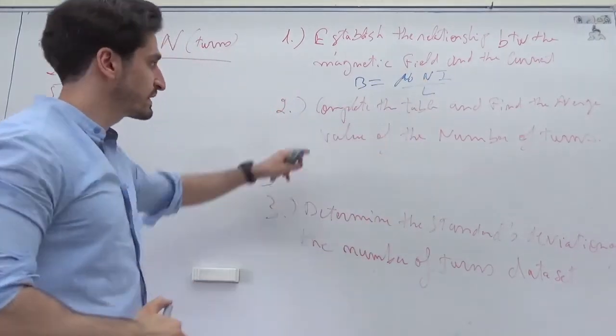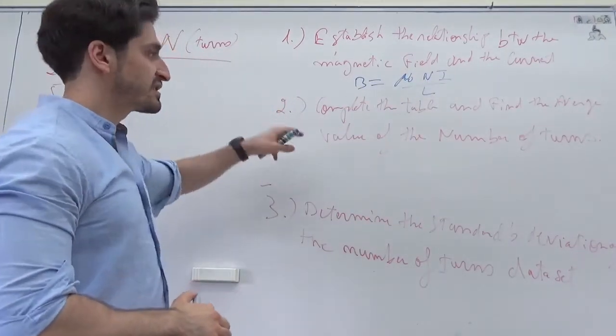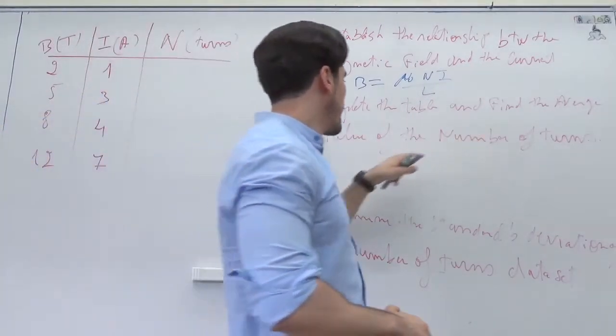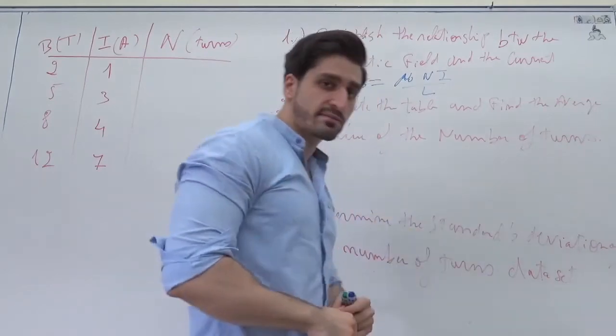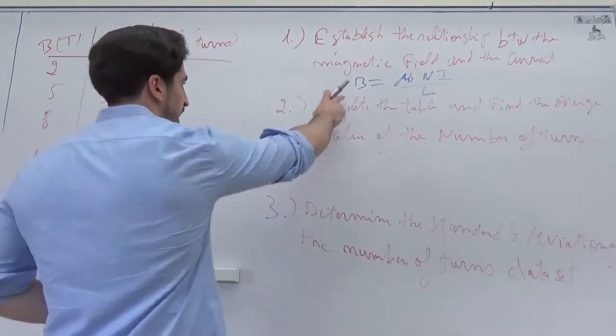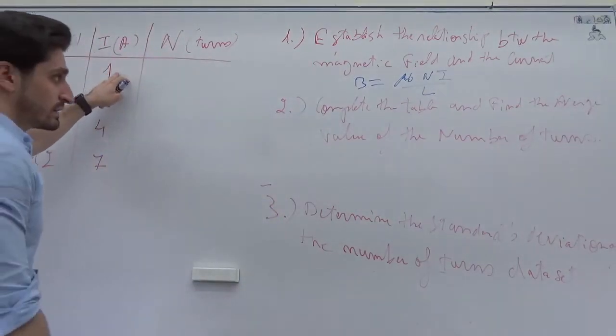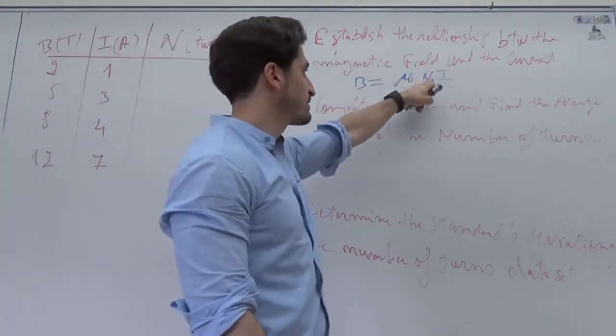So in that case, moving on to the second question. In the second question, they say that you need to complete the table, and then you need to find the average value of the number of turns. So over here, we already have values for B, we already have values for the current, we are still left to find values for the number of turns.